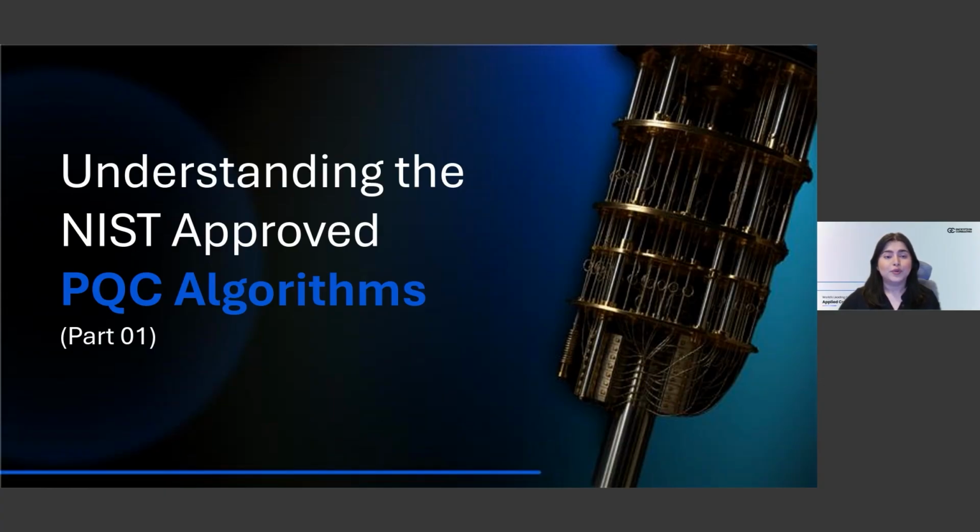Then, in part 2, which is coming out very soon, we'll explore the important alternatives SLH-DSA and the new backup key mechanism HQC. NIST's work is constantly moving forward, so as new developments happen, like the future standardization of algorithms such as FNDSA, we'll be sure to cover those updates in our future videos.